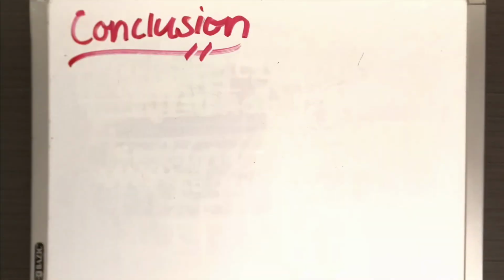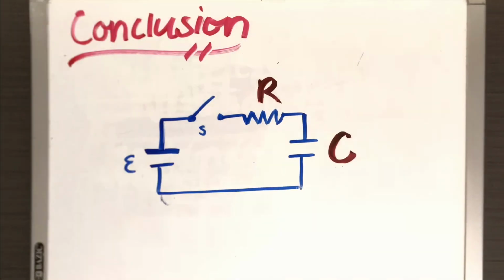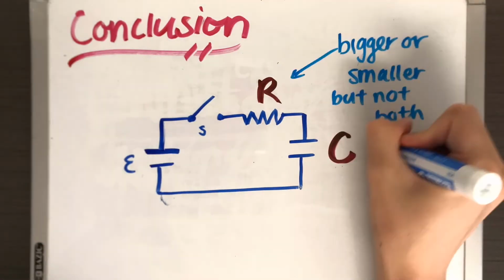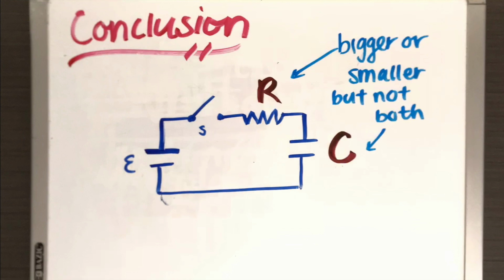A short recap of what we just learned. RC circuits have time-dependent solutions. Adding a larger or smaller capacitor or resistor will change the amount of voltage, current, or charge going through the circuit.